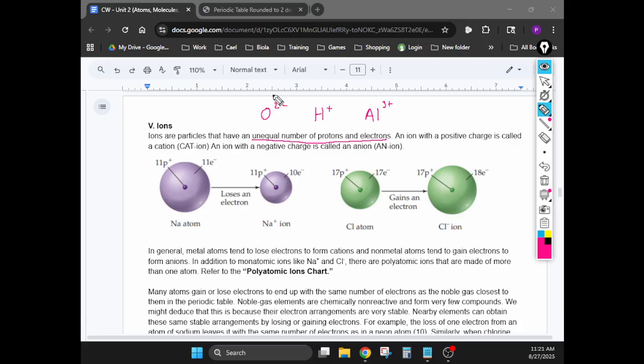All right, so let's talk about how to find the charge. The charge is very easy to calculate. The formula for charge is just protons minus electrons. Okay, so that's why you can have a negative number. If you have more electrons, then you get a negative charge. If you have more protons, you get a positive charge.